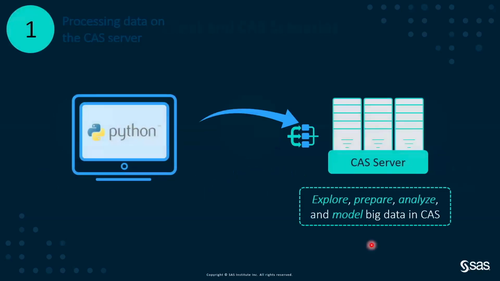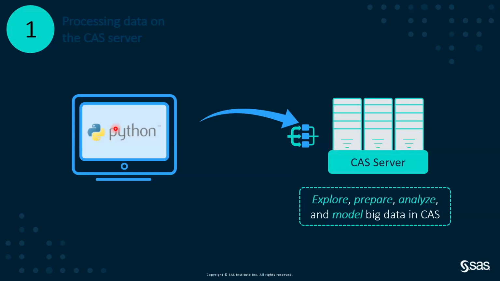Now, first of all, we must understand that through Python, you can trigger CAS actions. You can explore, prepare, analyze, model big data in CAS. Once again, Python happens to be an example. You can put any other open source language over there. You could put Lua, R, Java, for example. And if not all these, the SAS languages are always there.